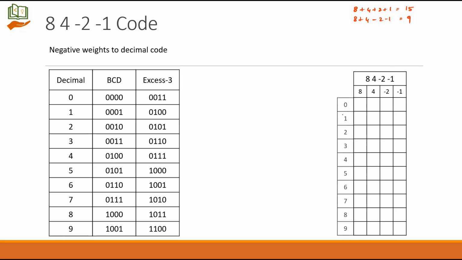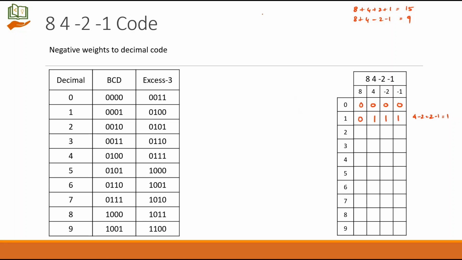Let's take the decimal digit 0. When will you get 0? When all the places have 0, it is 0. There is no change. When will you get 1? You have 4 here. 4 minus 2 is 2. 2 minus 1 is equal to 1. We have to mark 3 ones here and a 0 here.